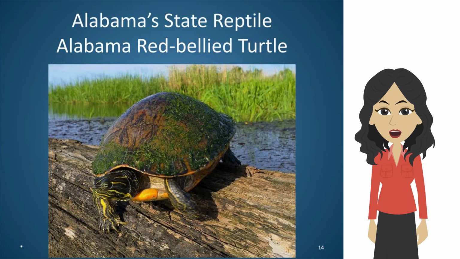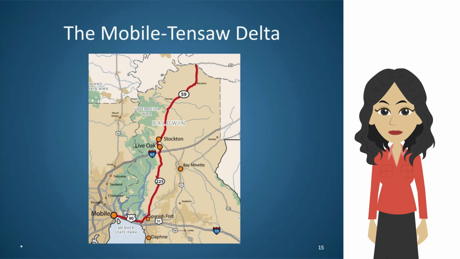One reason they are endangered is because people are not taking care of the places where the turtles build their nests. To protect them, we need to make sure that the environment they live in is healthy. The red-bellied turtle is found mostly in the Mobile-Tensaw Delta. That's the area shown here on this map. They have also been seen in other areas of South Alabama, like Mobile Bay, Fowl River, Dog River, and waters around Daphne.